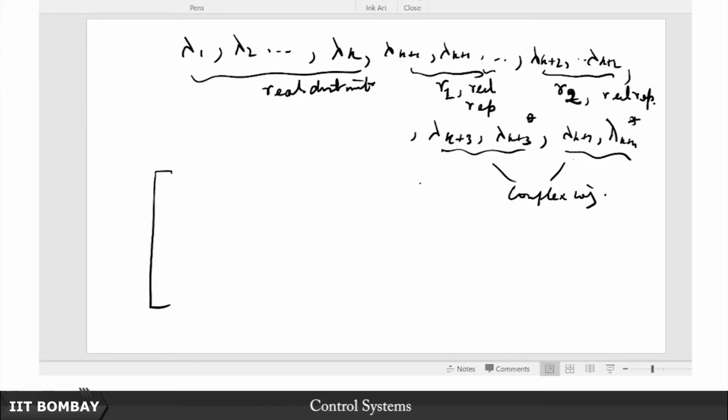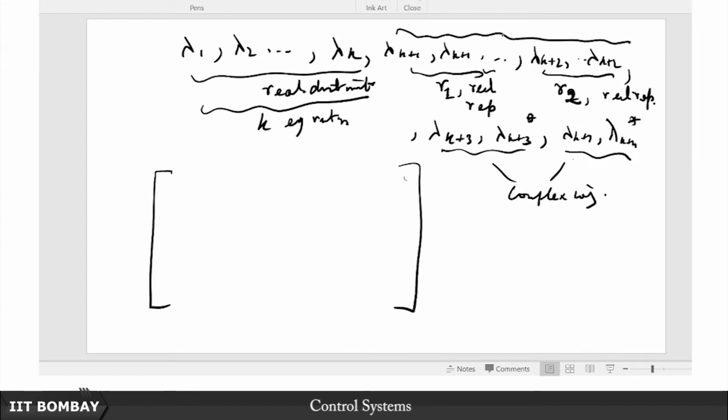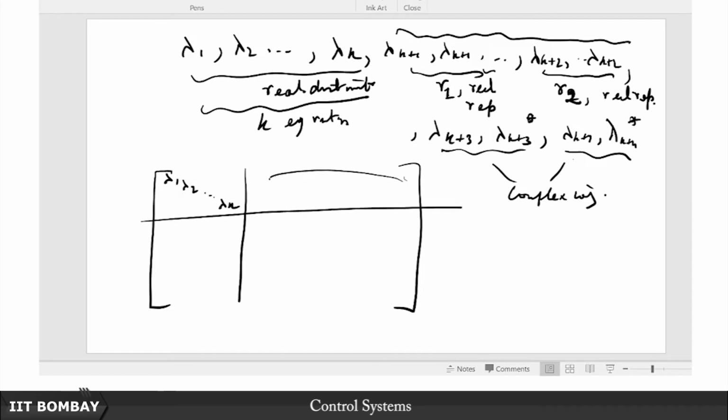Well, I am saying that there will always exist, for these fellows you can find k eigenvectors. For these fellows you may not find r1 plus r2 linearly independent eigenvectors, but you will at least be able to find Jordan chains, Jordan blocks. So let me write that down. First you will find lambda 1, lambda 2 like this till lambda k. So these are all simple eigenvalues, you will get this block, the rest are all zeros, a big 0 here.